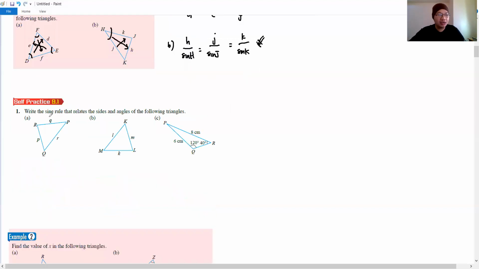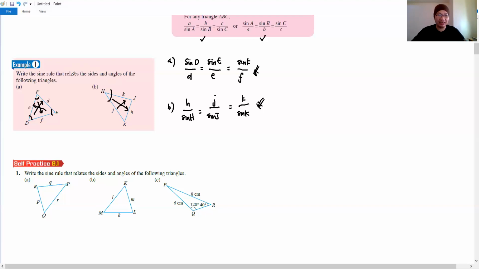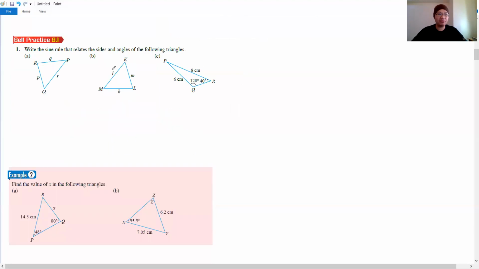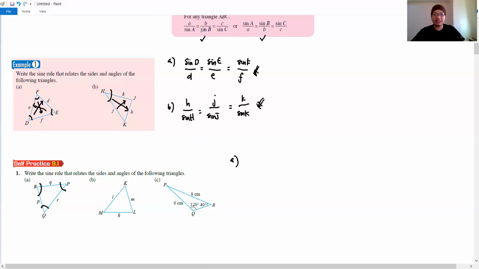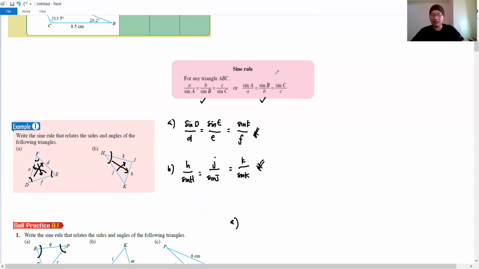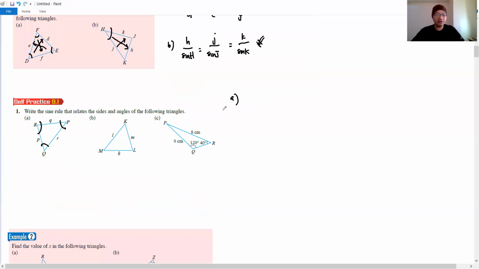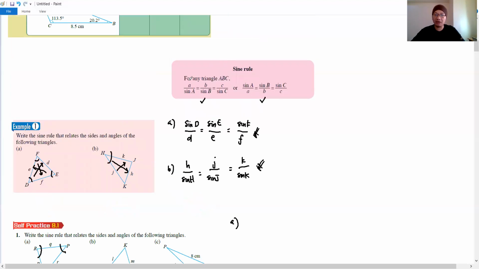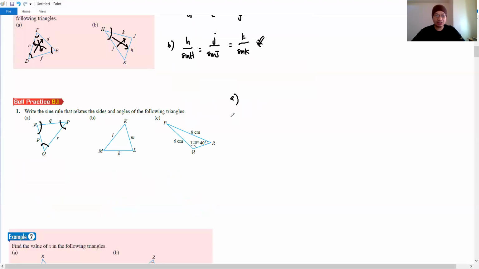Okay, 9.1, write the sine rule that relates the side and angle of the following triangle, similar like the example that we discussed. For practice 9.1a, as usual, this is the angle R, angle Q, and angle P. So guys, you can choose either the first formula or the second formula. It's up to you. Both of them are correct. So I will use the first one, the length on the top, angle on the bottom. So PQR. So we start with P.